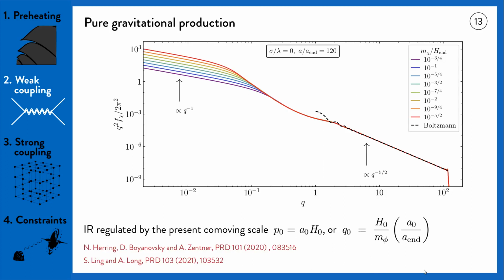So, the corresponding numerically evaluated phase space distribution is shown here for different scalar masses, all smaller than the Hubble parameter at the end of inflation, in the case of pure gravitational production. What we see is that ultraviolet modes follow the perturbative Boltzmann distribution, but infrared modes dominate with a distribution that scales like the negative 3 power of Q due to this de Sitter growth. In fact, one needs to regulate infrared modes with a cutoff that corresponds to the present horizon scale.